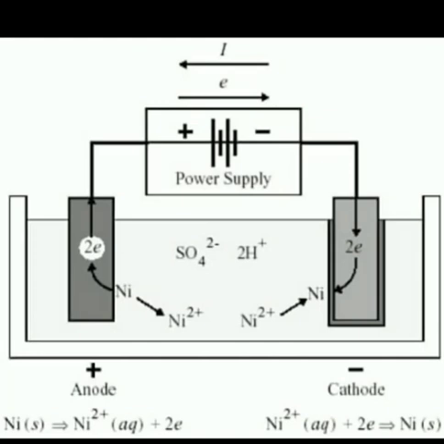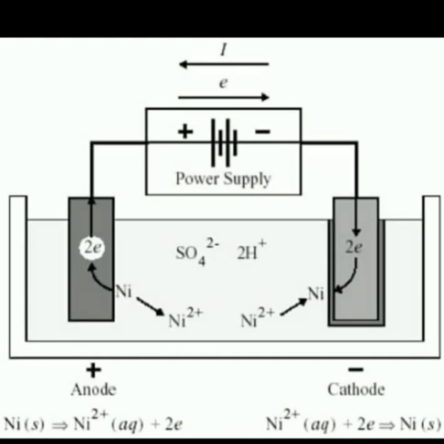Here you take the article that is going to be electroplated with nickel. The electrolyte is an aqueous solution of nickel sulfate, and the cathode is the article which is going to be electroplated. That means the iron plate acts as the cathode, and the anode will be pure nickel.